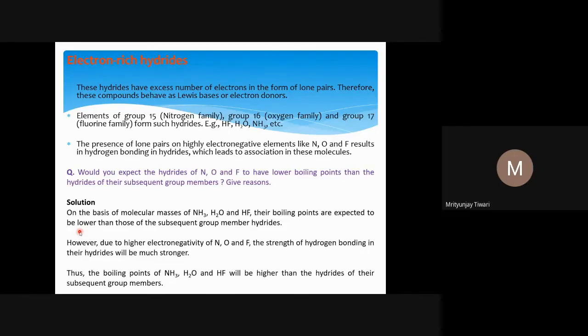However, what we see is that due to the higher electronegativity of nitrogen, oxygen, and fluorine, the strength of hydrogen bonding in their hydrides is much stronger. Because of that, the boiling points of ammonia, water, and hydrofluoric acid are higher than the hydrides of their subsequent group members. The boiling point of HF will be more than that of HCl. Similarly, the boiling point of water will be more than H2S. The boiling point of ammonia will be more than PH3.